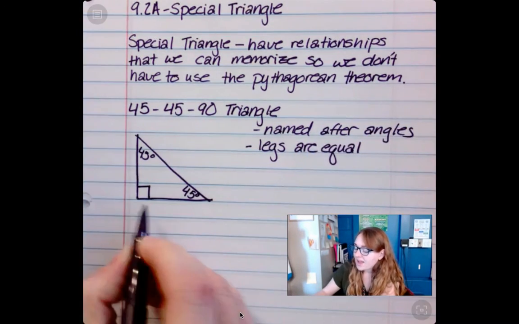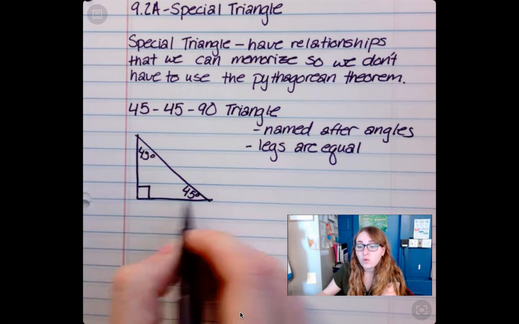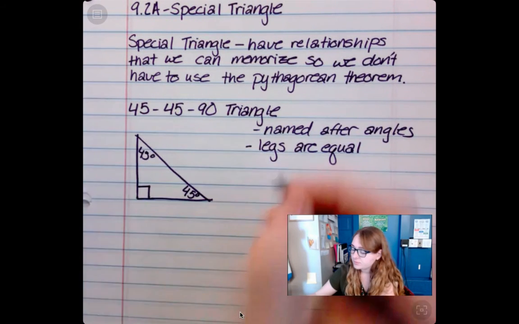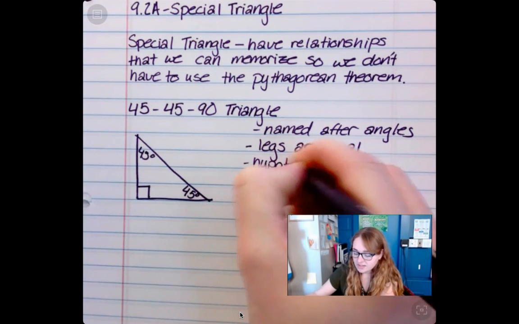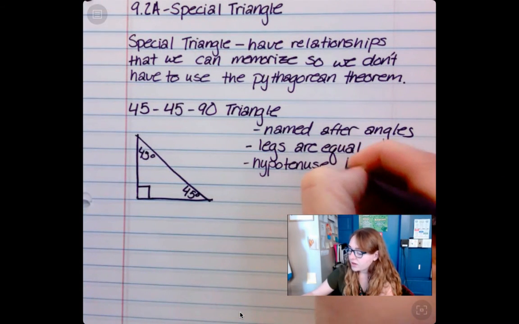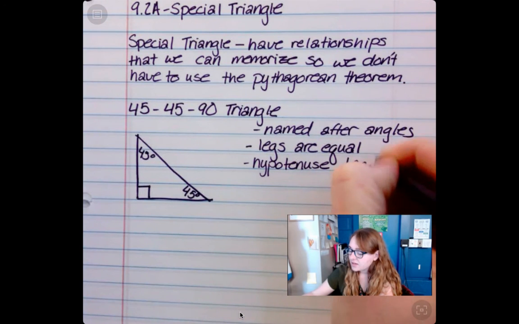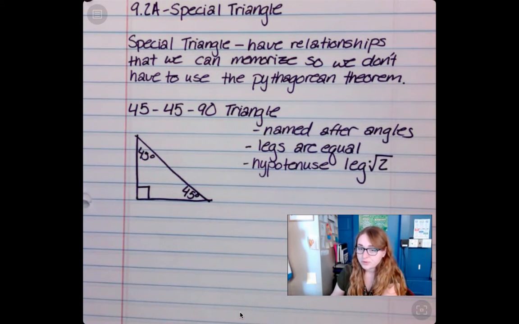Okay? Now, some cool things about a 45, 45, 90 triangle is that its legs are equal. Remember that the legs are the two sides that touch this 90-degree angle, or that help form this 90-degree angle. And our hypotenuse, or our longest side, the side that does not touch our 90-degree angle, is whatever the leg length is times root 2, or the square root of 2.